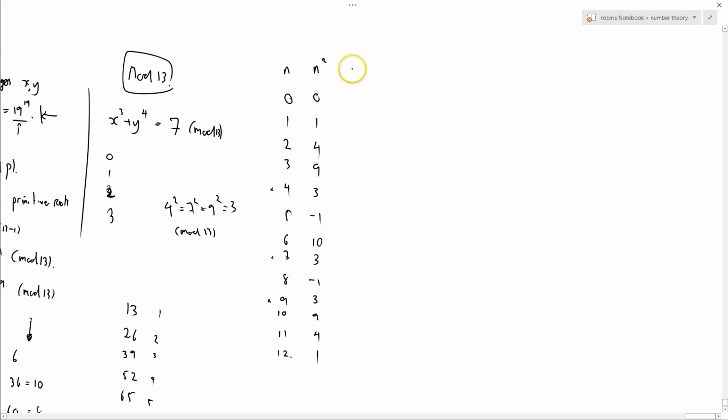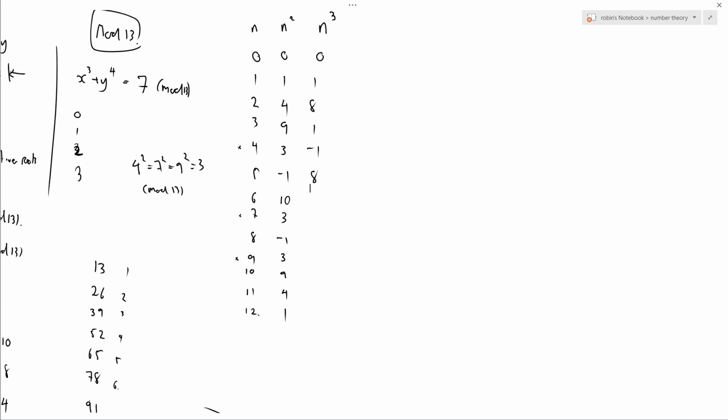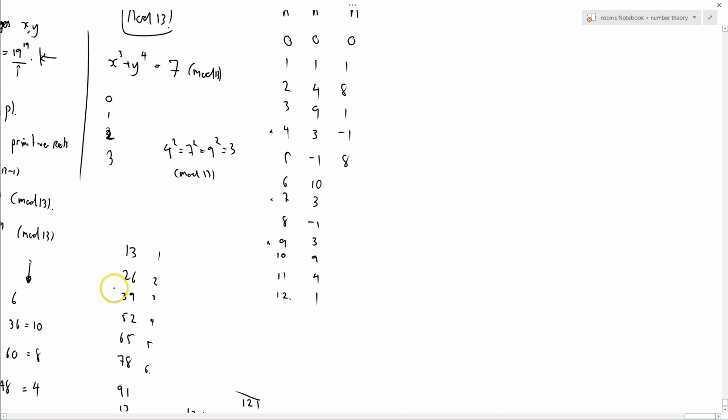Not entirely sure why I did that. Oh yes, I did, because I want to work out n cubed. So to get n cubed, I'm just going to multiply these columns together. 8, 3 nines are 27, 4 threes are minus 1, 5 is minus 5, which is 8. 60, what's 60? That's 8 as well. 7 threes are 21, which is 8 again. 8 times minus 1 is minus 8, which is 5.